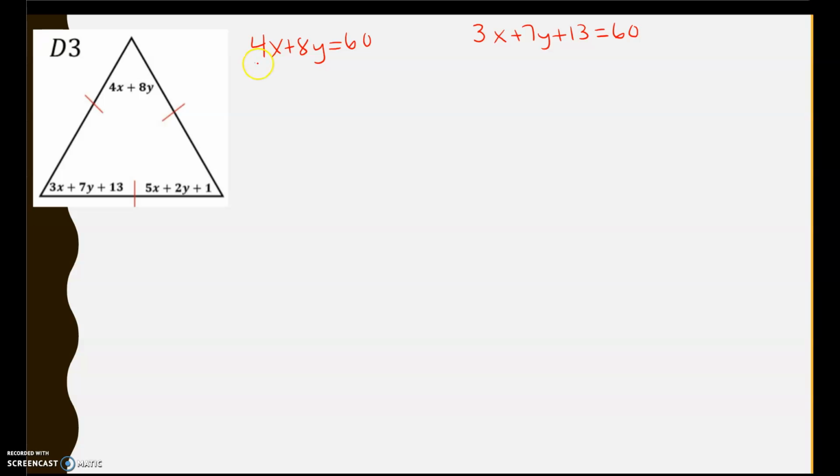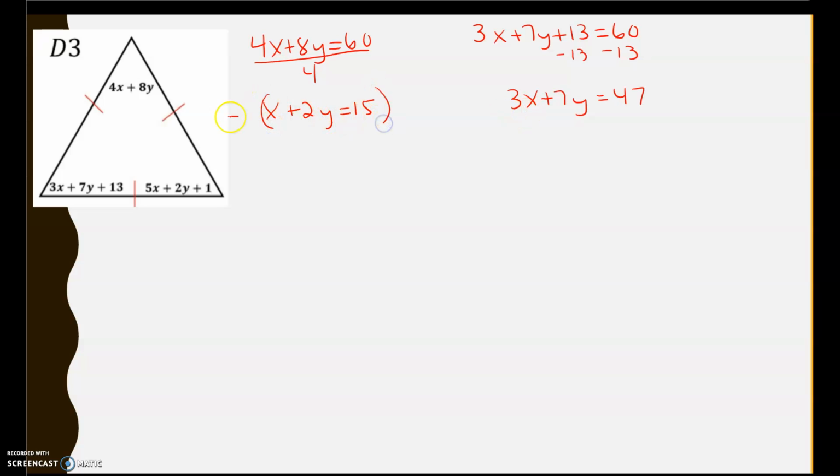With this first one, I noticed that it has a GCF, I'm going to pull out a 4, which leaves me with x plus 2y is equal to 15. And from my second equation, I'm going to subtract 13 from both sides. So I'm going to get 3x plus 7y, and that's going to be equal to 47. I did that because I want to multiply my first equation. I'm going to use elimination again. I'm going to multiply this first equation by a negative 3, so my x's will cancel.